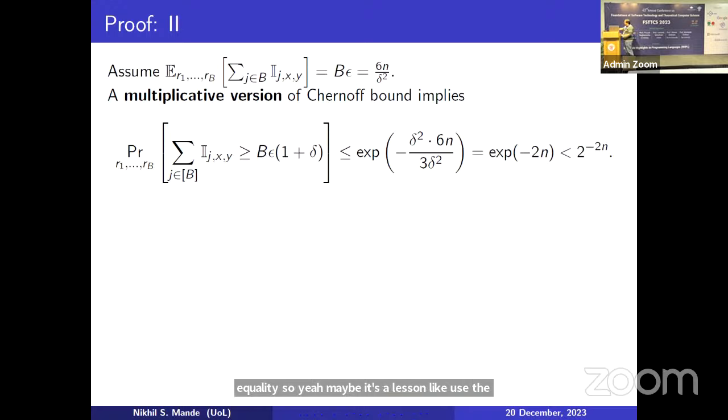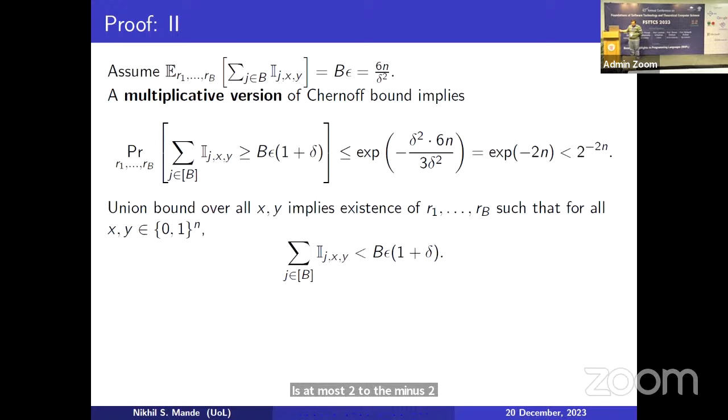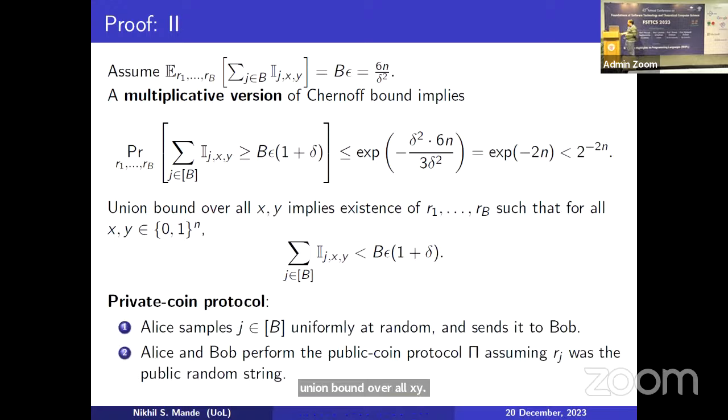Okay, now you get that the probability, this is still for a fixed XY, that greater than an epsilon times 1 plus delta fraction of random strings are bad is at most 2 to the minus 2n. And then you do a union bound over all XY. And then this gives you a private coin protocol. Alice samples J from 1 to B uniformly at random, sends J to Bob. So this takes log B communication complexity. And for us, B should be 6n over delta square epsilon. And then Alice and Bob perform the public coin protocol, assuming RJ was the public random string. And then from this guarantee here, we know that this protocol has error at most epsilon times 1 plus delta.